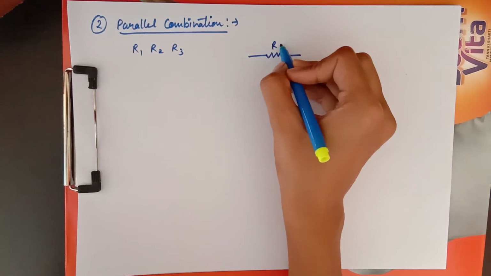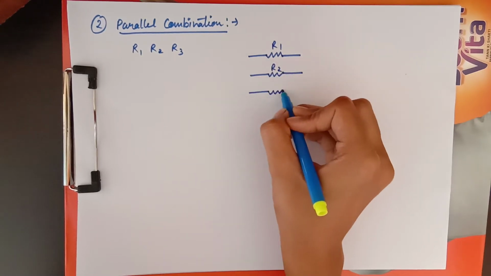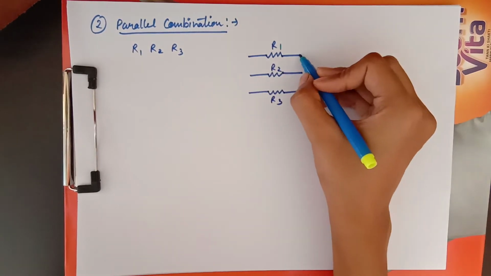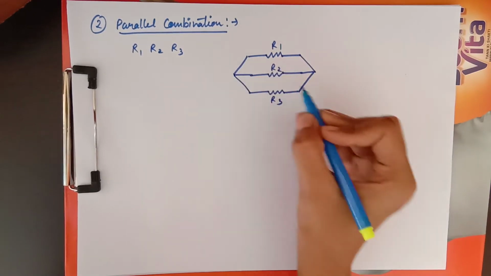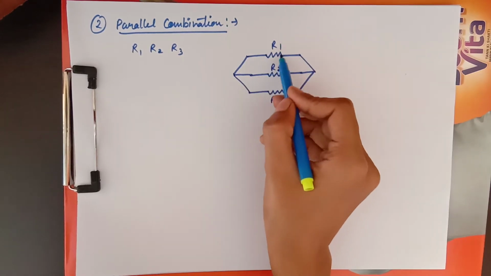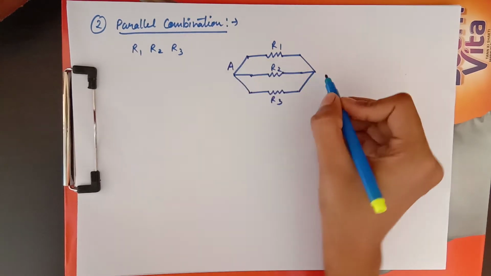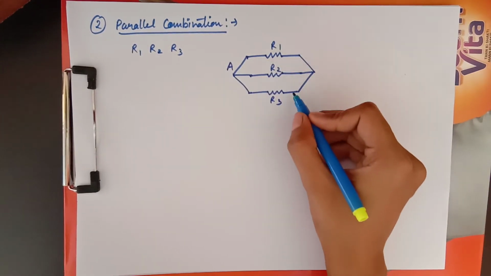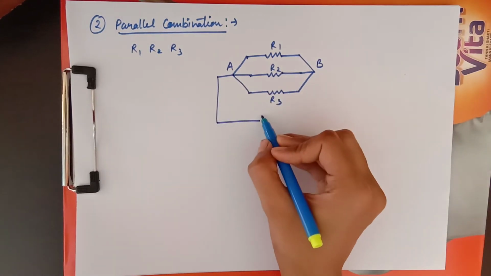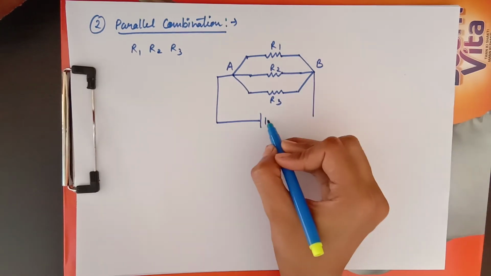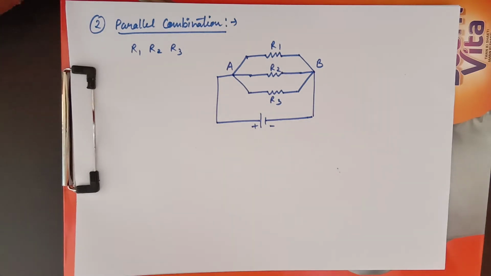If this is your R1, this is your R2 and this is R3, then in the parallel combination these resistors will be connected like this. See here, one end of R1, R2 and R3 is connected with point A and the other end of R1, R2 and R3 is connected with point B. And to complete this circuit, we connect it with a battery which provides a potential difference. This is the positive terminal of the battery and this is the negative terminal.